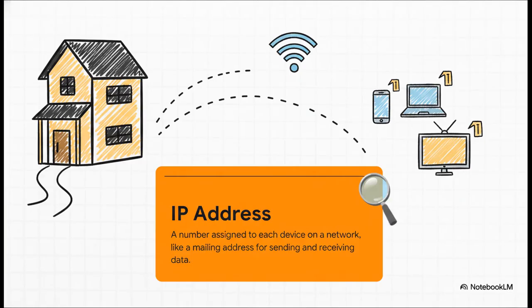Okay, so first up, we've got the IP address. The easiest way to wrap your head around this is to think of it like a temporary mailing address for your device while it's visiting your Wi-Fi network. Your router hands one out to your phone, your laptop, your TV, so it knows where to send that cat video you're trying to watch. But, and this is key, this address can change every time you connect.